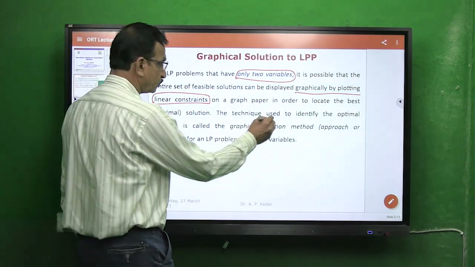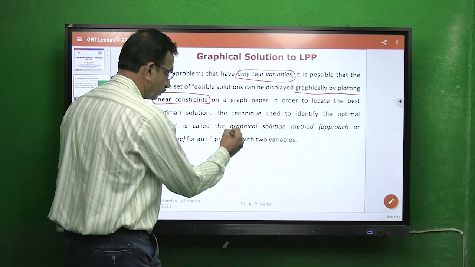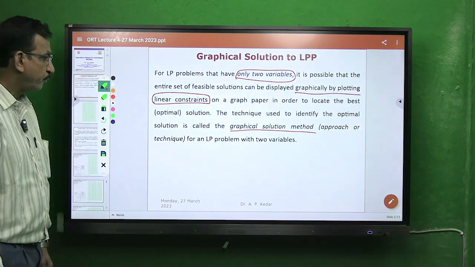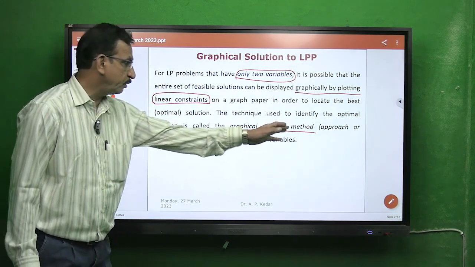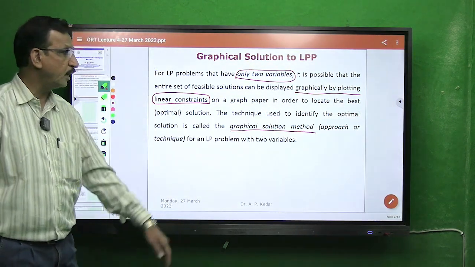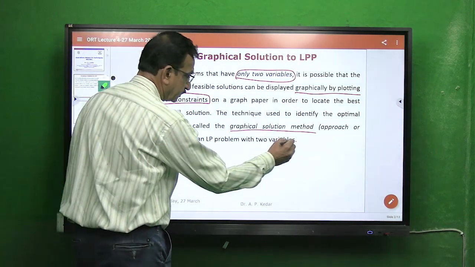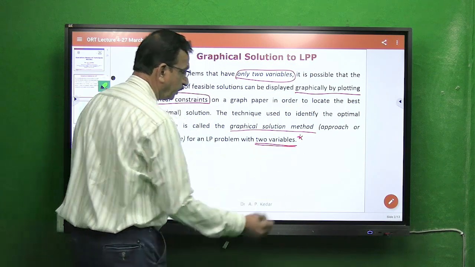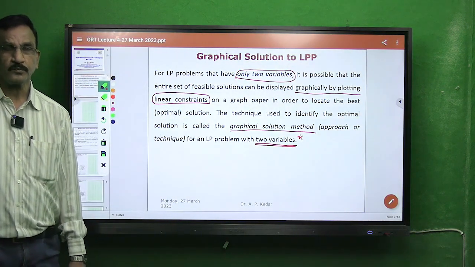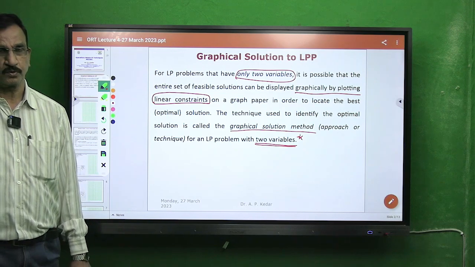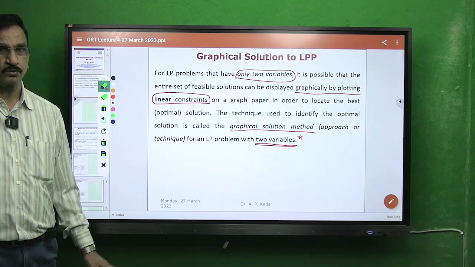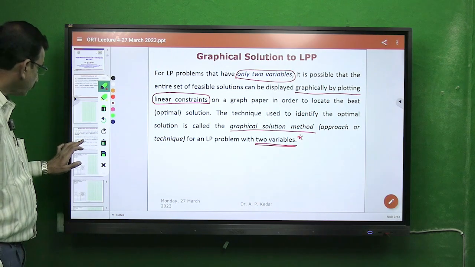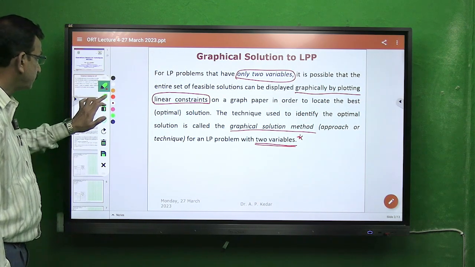The technique used to identify the optimal solution is called graphical solution method or approach or technique. Another name for this method is approach or technique for an LP problem. But the essential condition is this, that it is only for problems having only two variables. For others, more than two variables, we cannot use this particular method. So now we will go ahead.